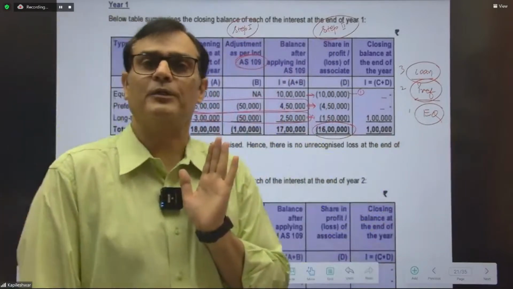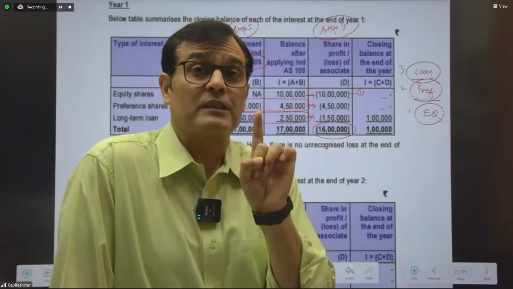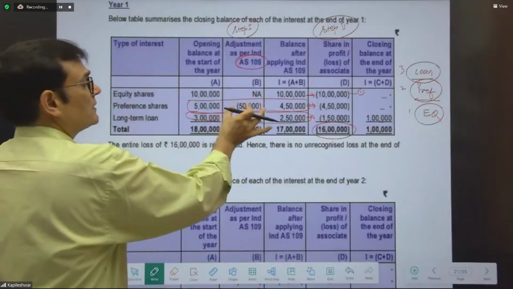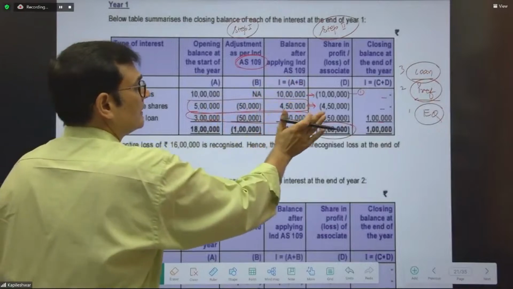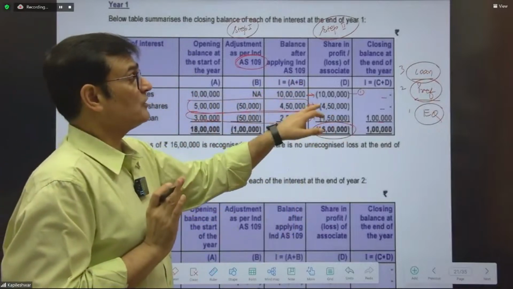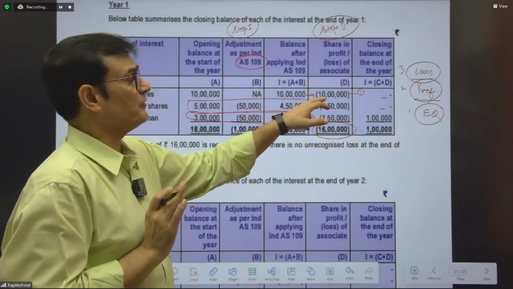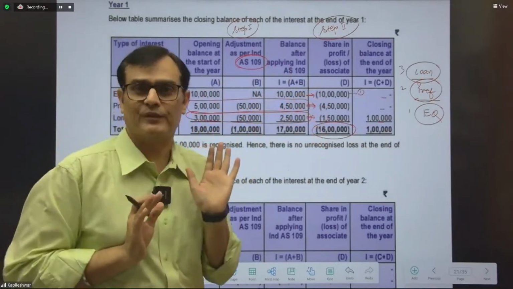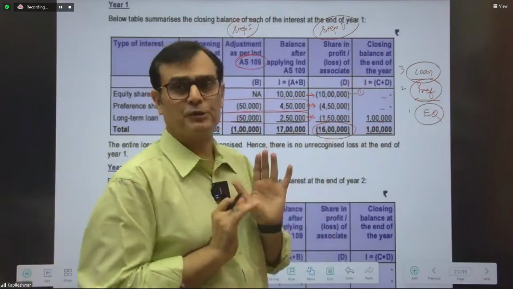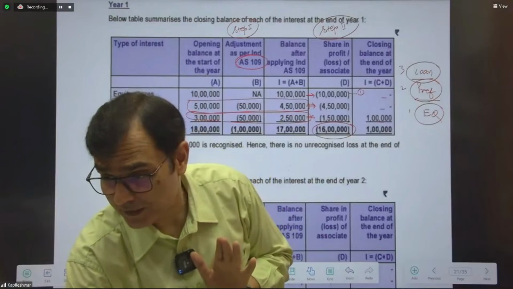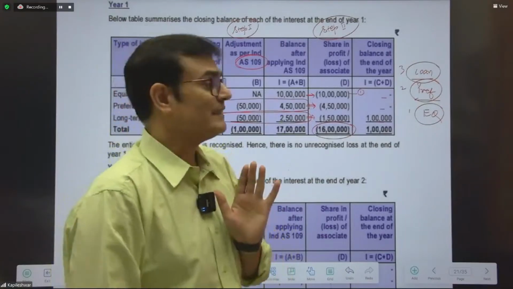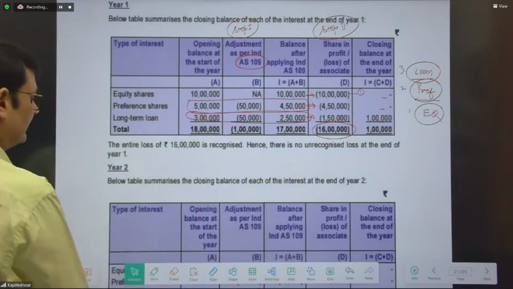Got the step number 1 and 2. First, apply 109. Get the fair value changes and impairment losses first, then see the share in losses. The losses will first go to equity, then to the preference, and then to the loan holders, and you get the values for the purpose of the consolidated balance sheet. I hope, friends, year one is pretty much clear. Now let's go to year number two.